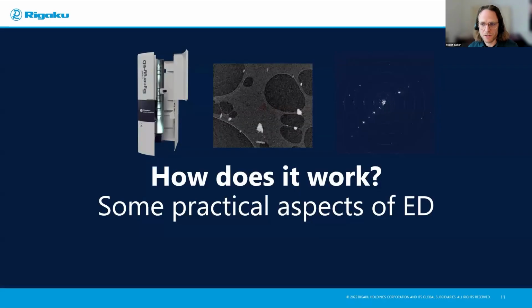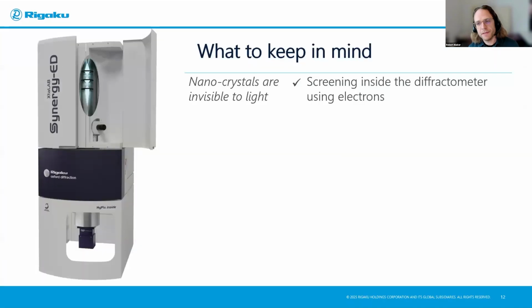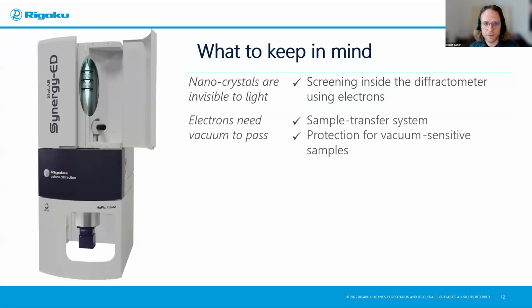So how does this actually work practically? Things to keep in mind for X-ray crystallographers who have never worked with ED. Well, first of all, these nanocrystals are obviously invisible to light. So you cannot screen them under a light microscope. You have to do the screening inside the diffractometer. Then electrons will just not pass air because they interact too strongly with the gas. So you need a sample transfer system into the vacuum of the diffractometer, and you need to protect your samples against degradation due to the vacuum, especially for solvated or hydrated samples.